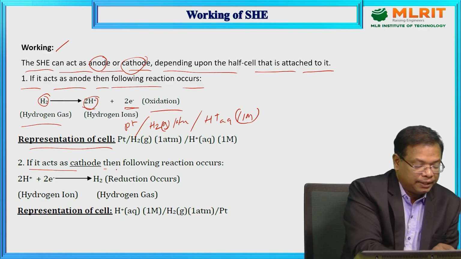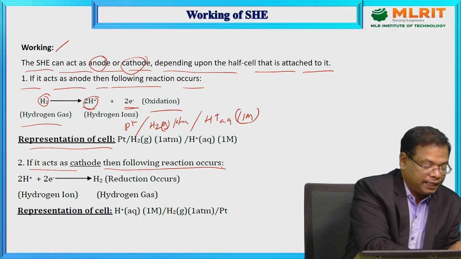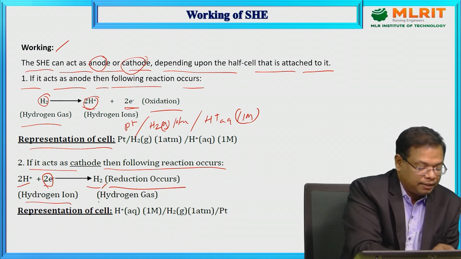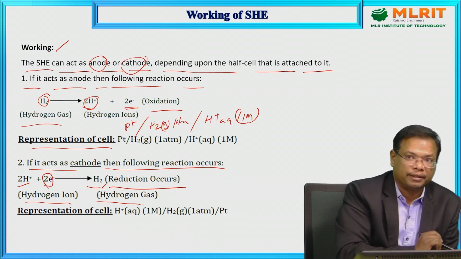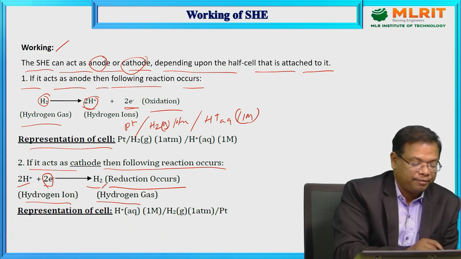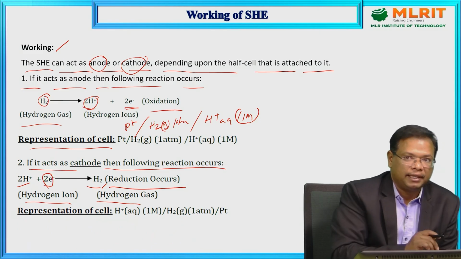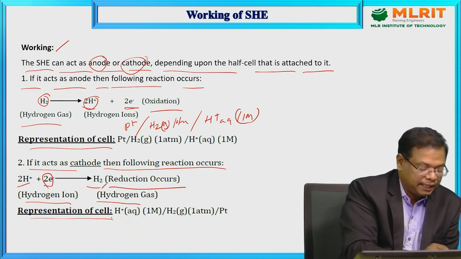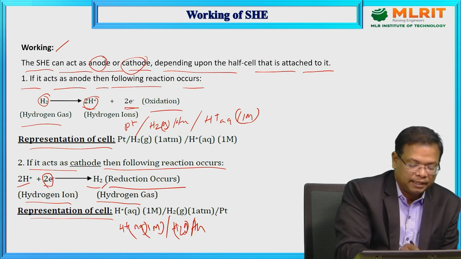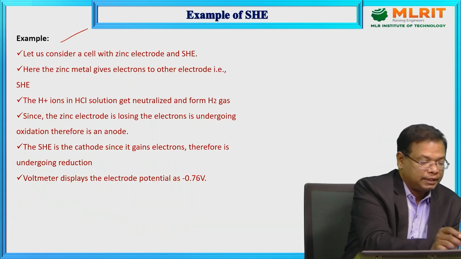If it acts as a cathode, then the following reaction happens. 2H plus and 2 electrons give rise to H2. Reduction occurs. So hydrogen ion gets converted to hydrogen gas by taking the 2 electrons. This is a reduction reaction. So it's a very standard reaction. It will act accordingly, depending upon the other electrode taken. Representation of the cell for the reduction is H plus aqueous 1 molar slash H2 gas at atmospheric pressure slash platinum.